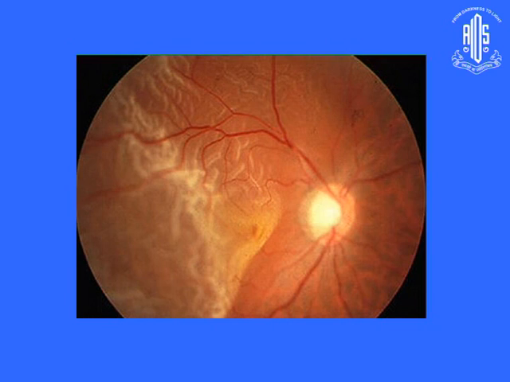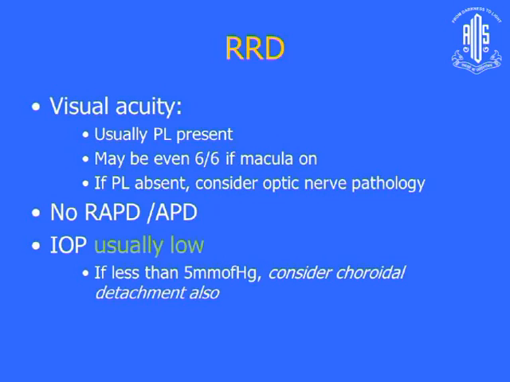This is the typical picture. If you are seeing anything like this, even with direct ophthalmoscopy or indirect ophthalmoscopy, though it is better to use indirect ophthalmoscopy, the patient is having a retinal detachment, especially with these retinal folds. They suggest that it is more likely a rhegmatogenous retinal detachment. Visual acuity is usually PL present, maybe even 6/6 if the macula is attached. If PL is absent, then better consider optic nerve pathology, because almost always it is PL present. And we don't see any afferent pupillary defect in retinal detachment.